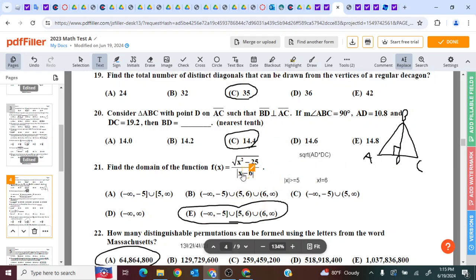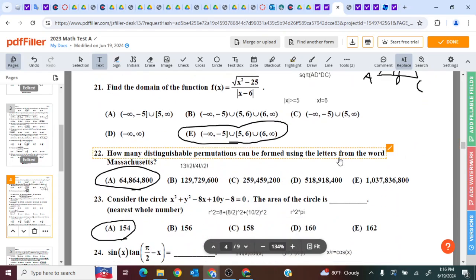And then also the bottom of the equation cannot be 0. So the absolute value of x minus 6 cannot be 0. So x cannot be equal to 6. And then you simply use the equation that marks all those properties, which is here. The domain is any value less than or equal to -5, then greater than or equal to 5, but less than 6, and then anything 6 onwards, it's fine as well.